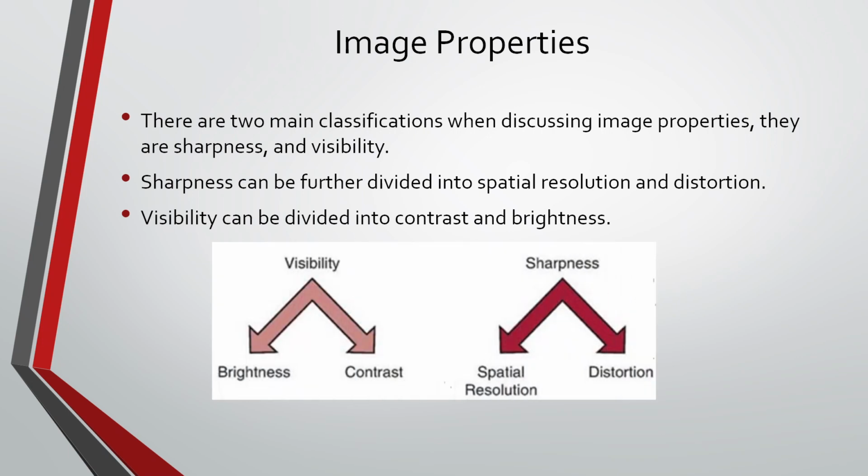Okay, so we're talking about an image, right? So an image has sharpness and visibility. Some of the ways we look at these things is by looking at the spatial resolution, that goes with sharpness, and also the distortion. And visibility, brightness and contrast are the 2 parameters that we're going to look at, okay? And these 2 ideas, the visibility and the sharpness, can be interrelated, okay?